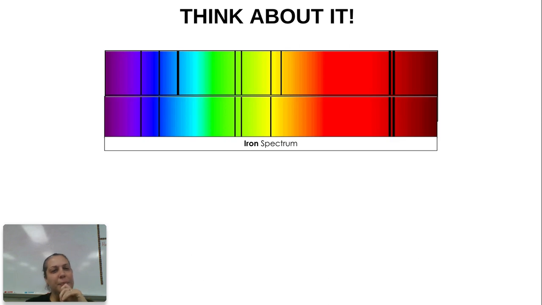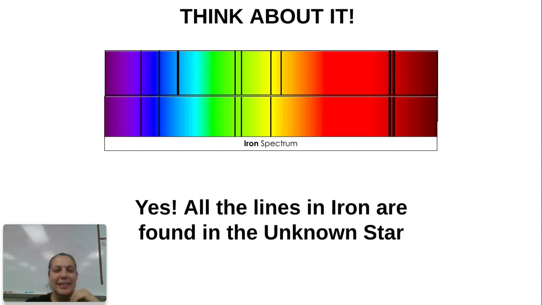What about iron? Let's go by it. Yes, they are. We have all of the lines in iron matching up within the mixture. Yes, the mixture has extra lines. That's okay. Iron cannot have any extra lines.